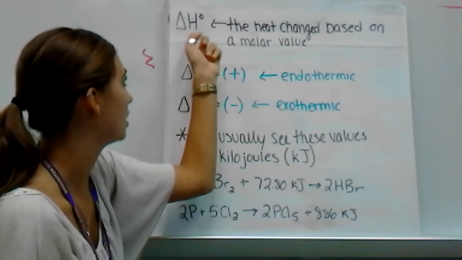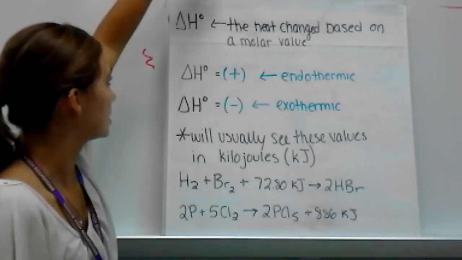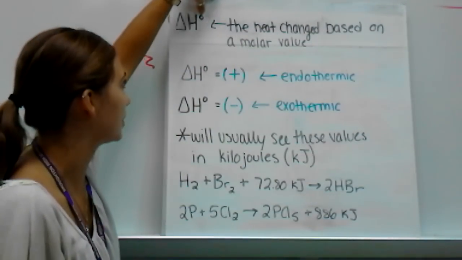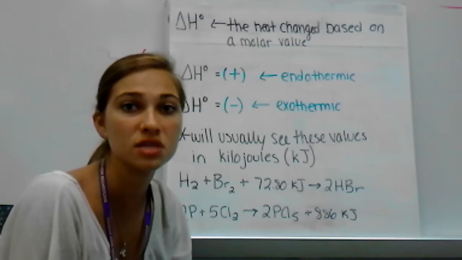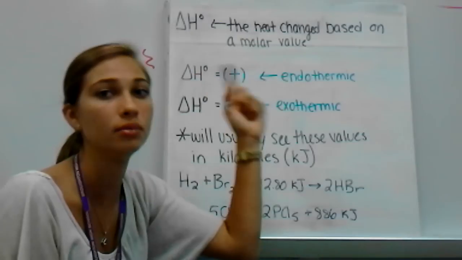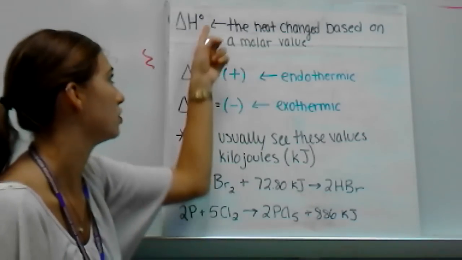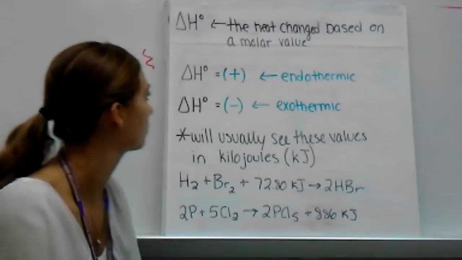Okay, so like I said before, delta H was your enthalpy. We see this little knot right here. This little 0 up on the top looks like a degree sign. That means it's based on a molar value. We've already talked about moles. So this is telling us for 1 mole of the substance, of the reaction, whatever it is, when you see that little knot there, you know that you're talking about a molar value.